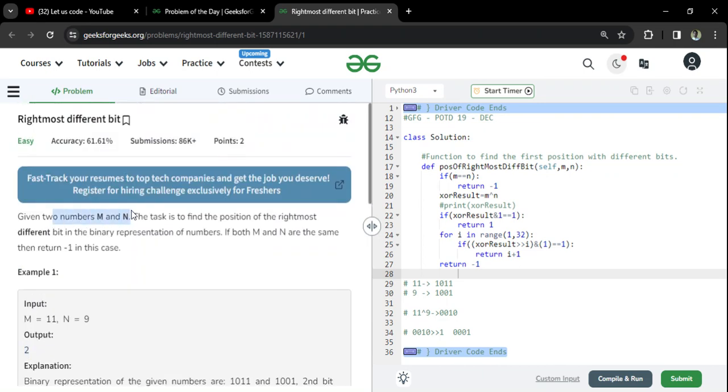So given two numbers M and N, the task is to find the position of the rightmost different bit in the binary representation of the numbers.